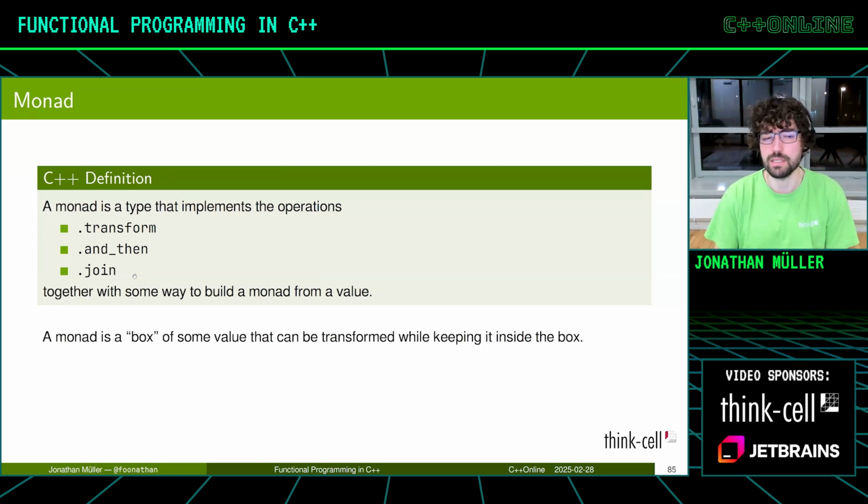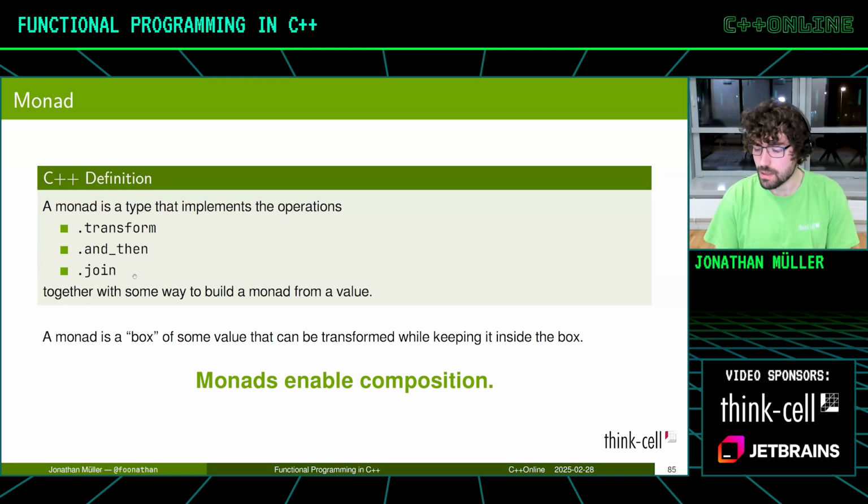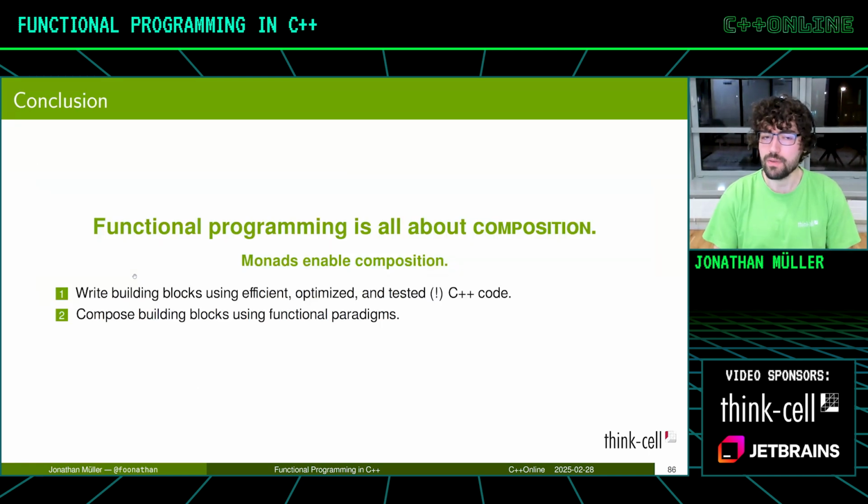You can think of a monad as some sort of box of some value. And you can transform this value by keeping it inside the box. And monads come up over and over in functional programming, because monads are what enable composition. So to conclude, functional programming is all about composition. And monads come up in functional programming because monads are what enable composition. Using monads, you can chain various functions together in a very natural way.